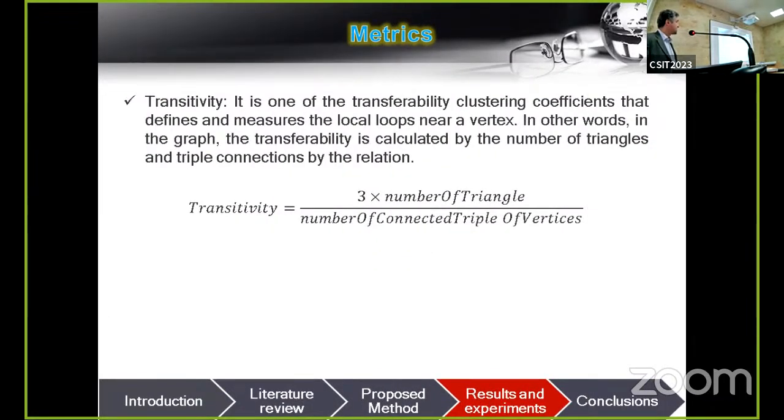And the third metric is transitivity. It is one of the clustering coefficients that defines and measures the local loops near a vertex. In other words, in the graph, the transitivity is calculated from the number of triangles and triple connections by this relation.